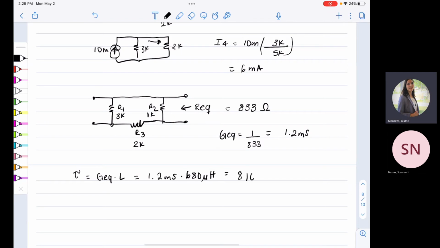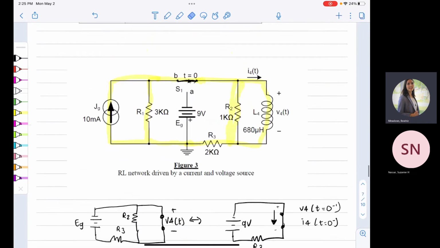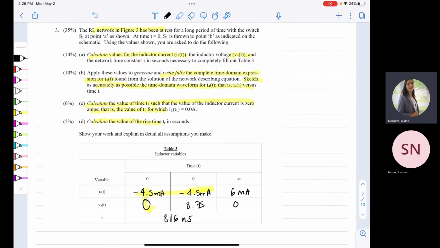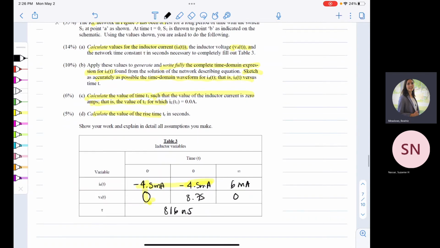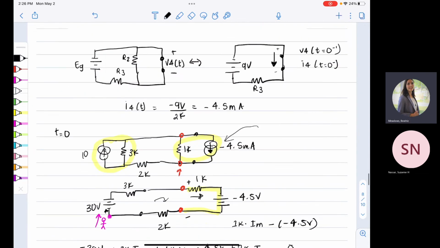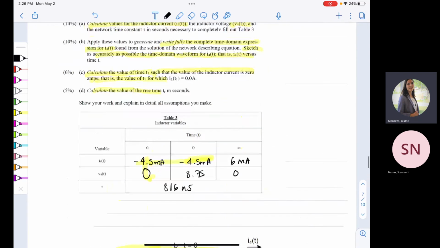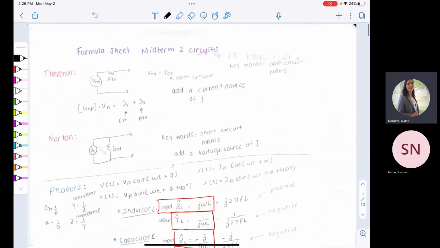And this is... Okay. So again, you completed your table. So now part B is write your full time domain expression and sketch the time domain waveform. I'm not gonna sketch the time domain waveform, but our time domain expression, as Suzanne mentioned before, should be here.